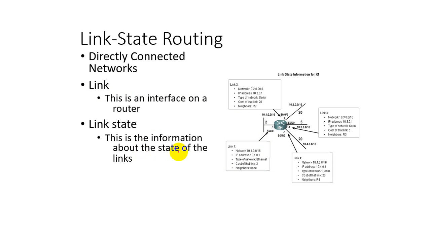This is the information about the state of the link. So what is the state? Is it an Ethernet interface, or is it a serial interface? What network does it have? What neighbors does it have?